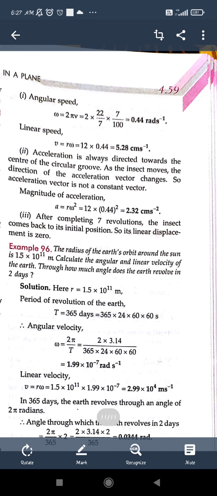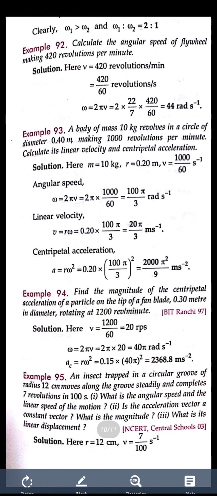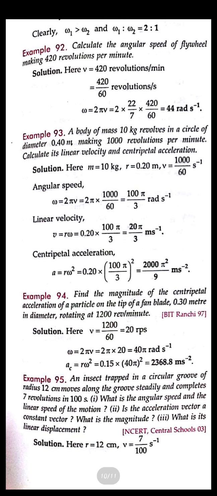Okay. So here the last question says that an insect is trapped in a circular groove of radius 12 cm. Again, the radius is given. It moves along the groove steadily and completes 7 revolutions in 100 seconds. So what is the angular speed? That is omega, and v.